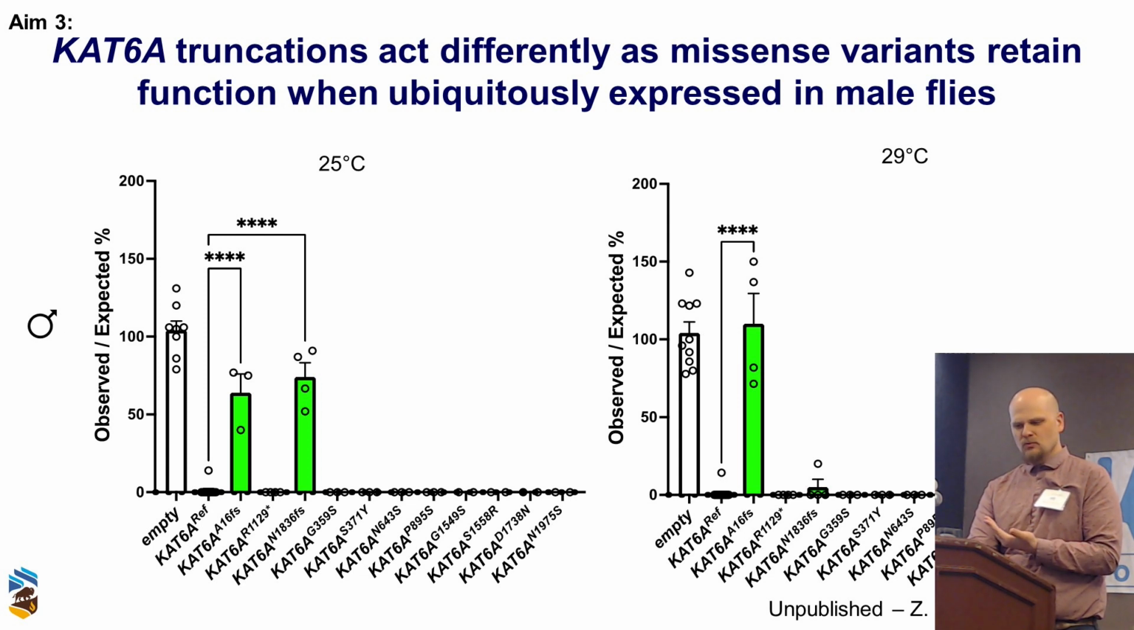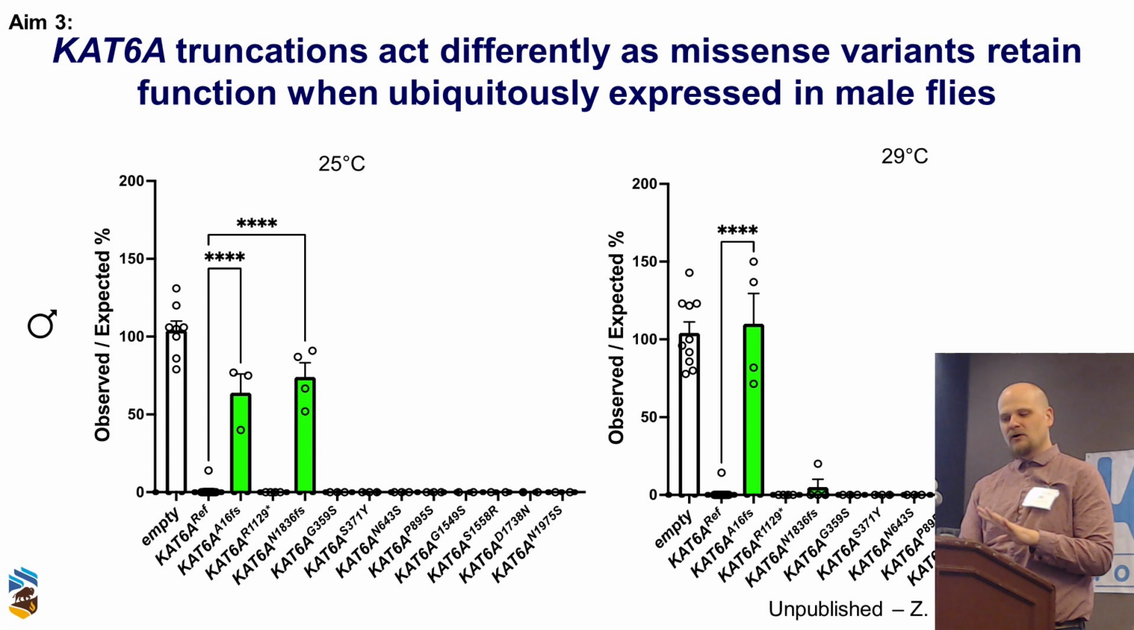This truncation in the middle was still somewhat functional, which was a bit surprising. And then this latest truncation, which was acting as a loss of function, producing viable flies at 25 degrees, is still similarly functional at higher temperatures if we ramp up expression. So there's more to do, and we need to do lower temperatures to take all the data together to figure out what's going on between these truncations. But it is telling us that the truncations are acting differently from each other. That's all we can say right now.